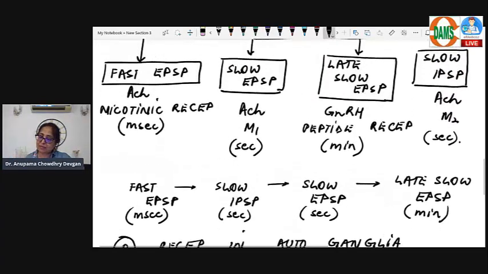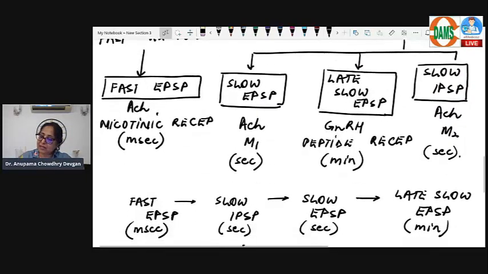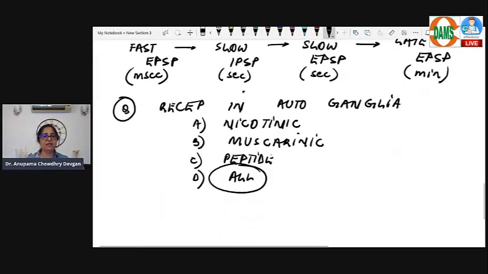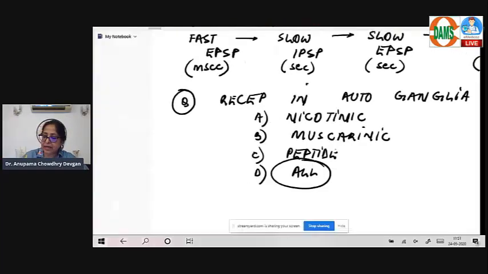Slow IPSP is due to action on which receptor? M2 muscarinic receptor. These are both neat questions which have been asked. All of the above. So you have receptors present in autonomic ganglia: nicotinic, muscarinic, peptide, and the answer in fact is all of the above. Okay? So this is as far as transmission in autonomic ganglia is concerned.